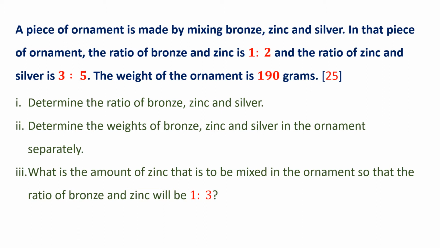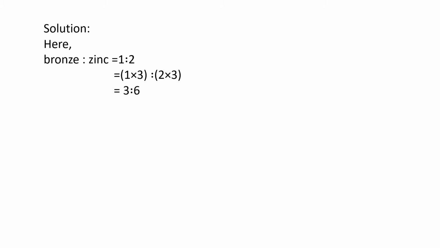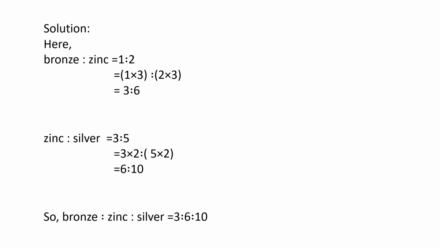Determine the ratio of bronze, zinc and silver. The ratio of bronze and zinc is given, and you can see that it is 1:2. Then I have multiplied the whole ratio by 3 to get 3:6. You might be wondering why I multiplied the first ratio by 3, because you all know it, right? For the same reason, I multiplied the second ratio by 2 to get 6:10. So if I combine those, then bronze, zinc and silver will be 3:6:10.